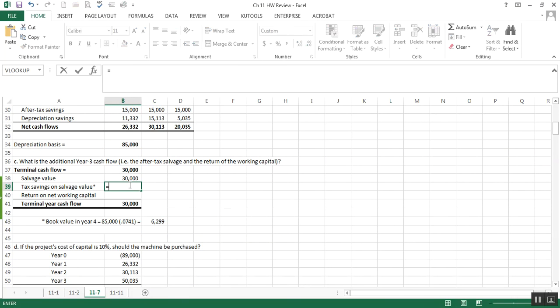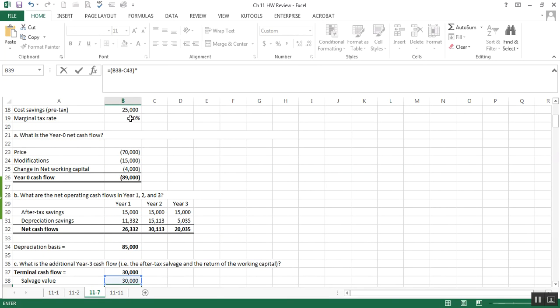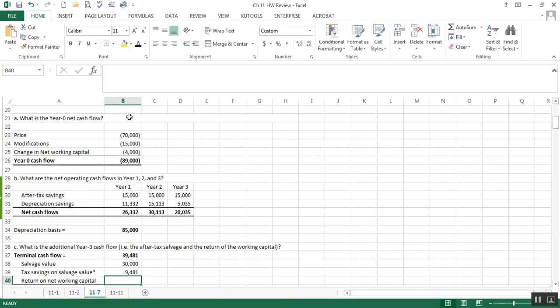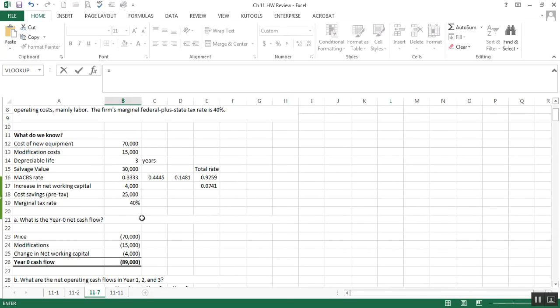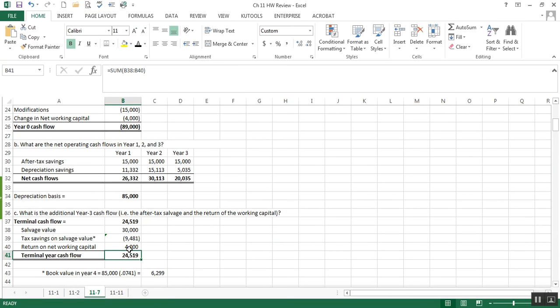So now we can calculate our tax savings as our salvage value minus what we have on the books times our marginal tax rate, for a total of 9,481. Okay? And then we have a return on our net working capital. So remember, our net working capital was 4,000. That gives us a year 3 terminal cash flow of 24,519.